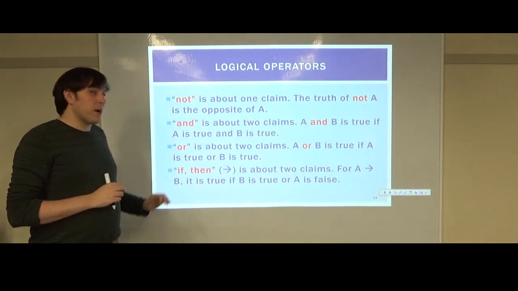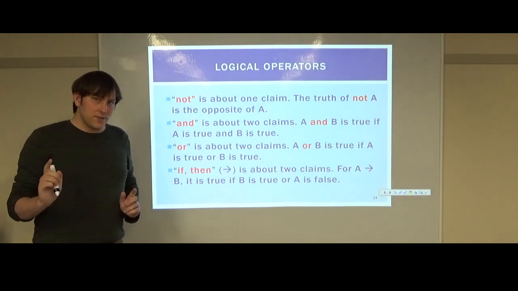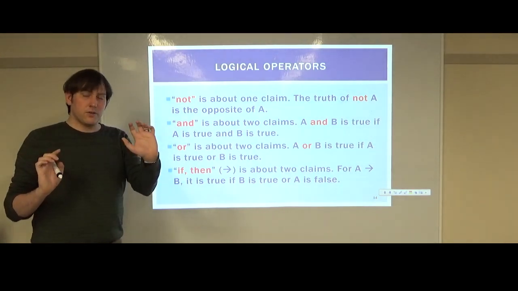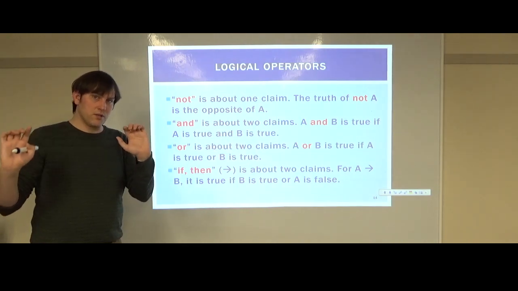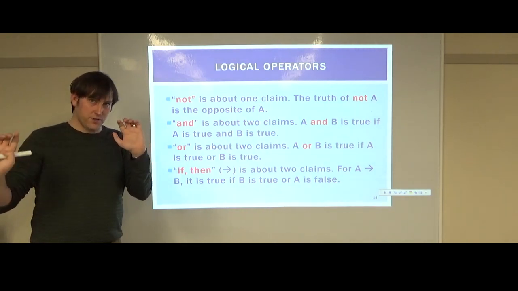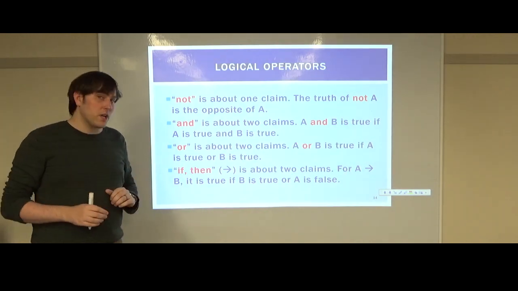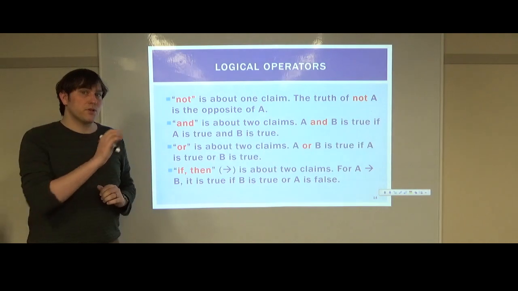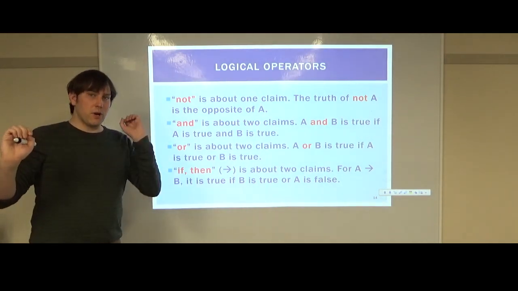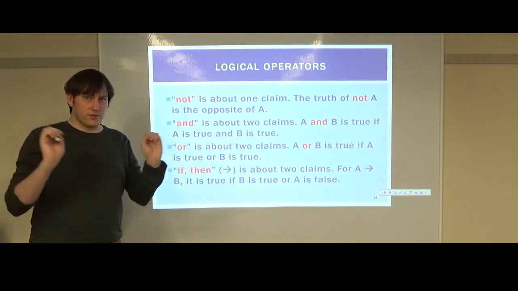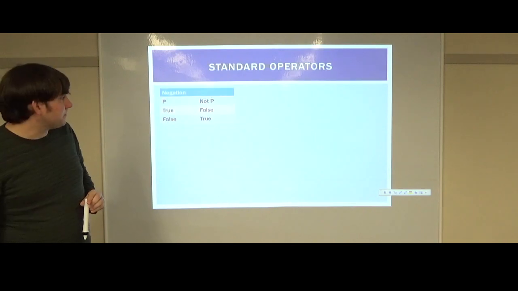A conditional is about two claims, and it is true unless the left-hand part, the condition, is true but the consequent is false. So if the right-hand part is false, but the left-hand part is true, it's false. In all other cases, it's true. So if the left-hand part is false, it is true. If the left-hand part is true, and the right-hand part is true, then it is true. Okay. So here's another way to look at that.